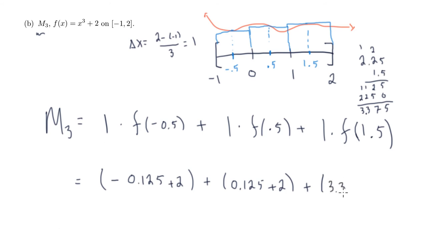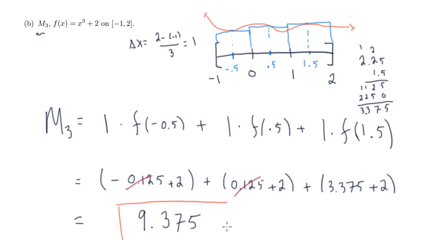So 3.375 plus 2. So the approximation here, well, now we have a negative 0.125 and a plus 0.125. We have 2 plus 2 plus 2, which is 6, and then we're adding 3.375, so it looks like we get 9.375 for the approximated area. Okay, and that's how it goes for the midpoints.